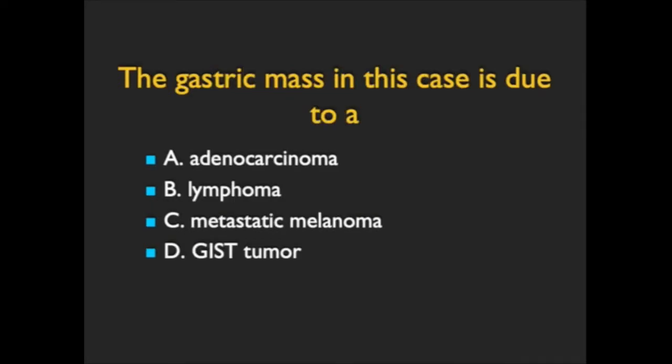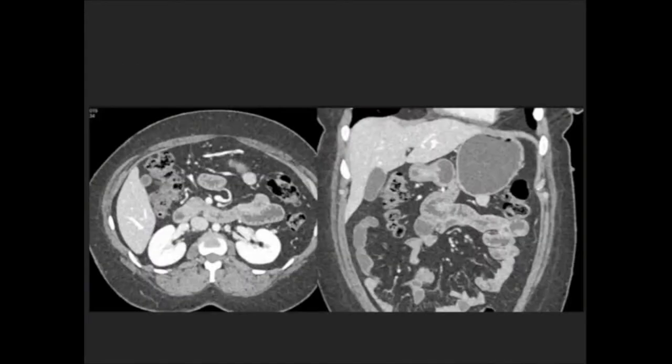In this case, what's the gastric mass? Well, when you look at the axial views, you see a 2-centimeter lesion that appears to be slightly enhancing to the left of midline. When you look at the coronal view, you recognize it's coming off the inferior aspect of the greater curvature of the stomach. It's slightly enhancing, it's smooth, water density.